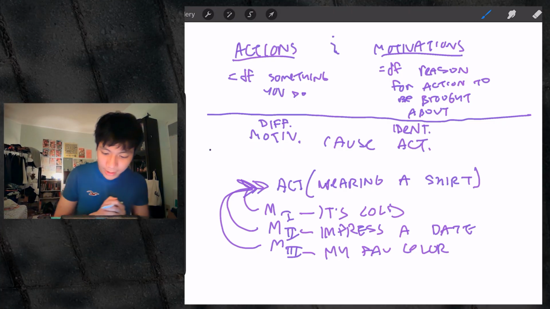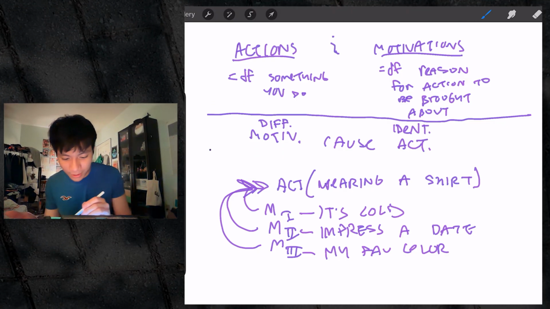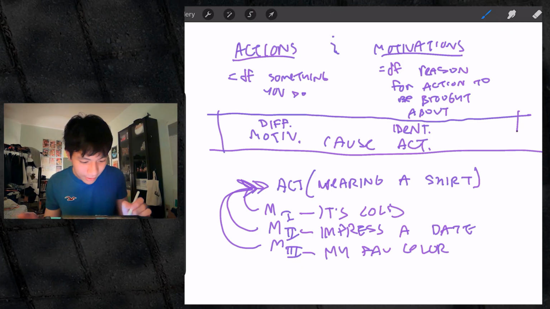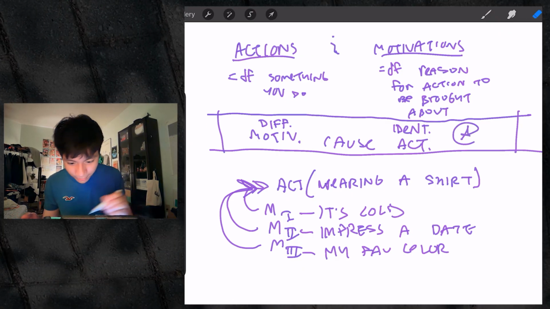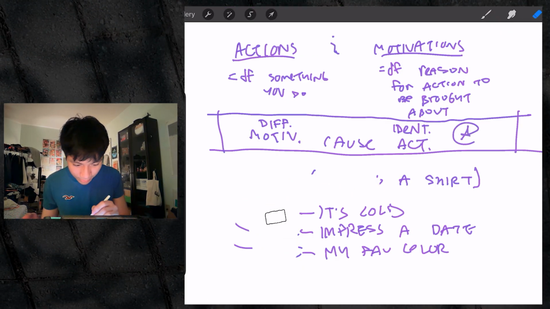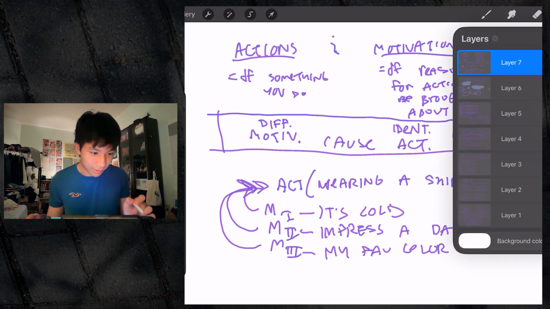Identical actions. Again, I'm abbreviating so it's going to be short. This is the main thing that I'm concerned about: different motivations causing identical actions.